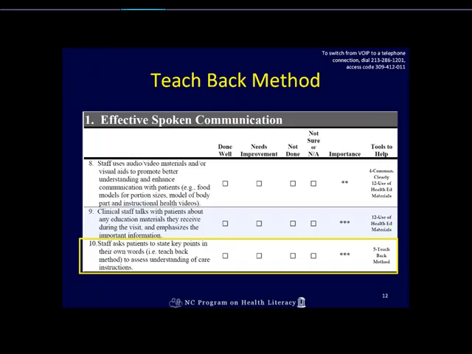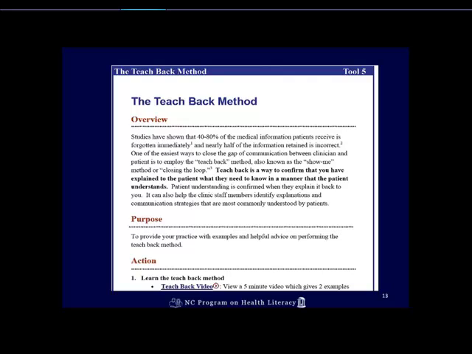One that Laura's practice worked on was the teach-back method. Here you can see item 10 in the assessment is written as: staff ask patients to state key points in their own words, i.e. the teach-back method, to assess understanding of care instructions. If a practice decides that they need improvement or that this is not done, they can click to the teach-back tool, which will take them here and describes what is the teach-back, what's the evidence behind it, what is the purpose, and then it walks through the action. How do you actually implement the teach-back method?